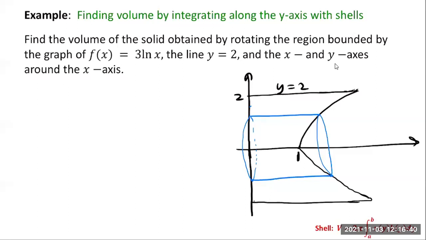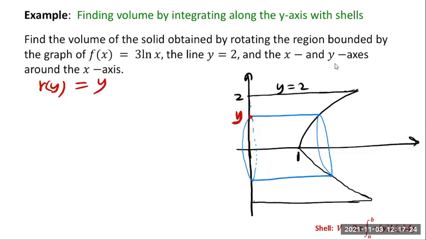Now I need to find the radius of that shell, okay? So this is the y-axis, right? You measure the distance along the y-axis from the origin. So if I take this point to be y, a general point, that is going to be my radius, because that is the distance from the origin to this point, which is y. So the radius is known. R of y: notice that this time the radius is a function of y, not a function of x. The radius of the shell is simply y.